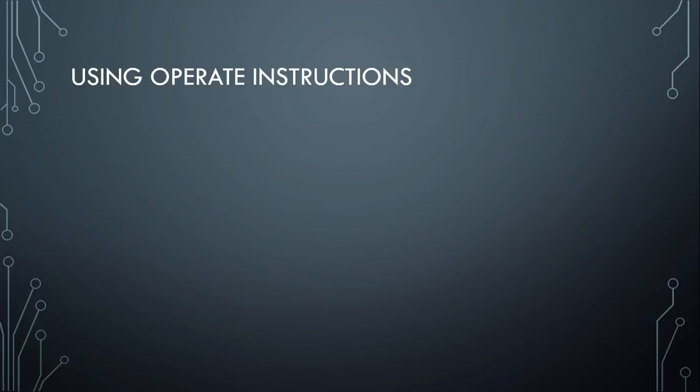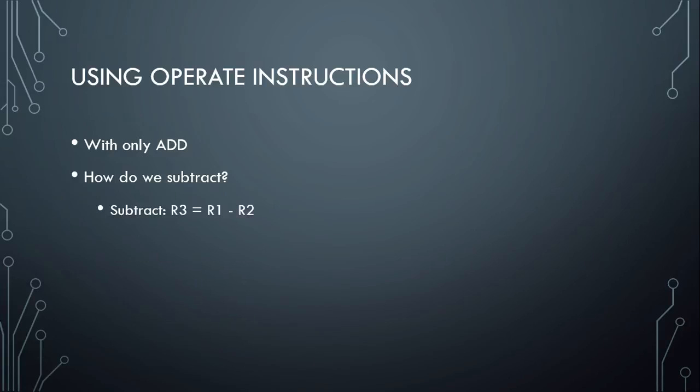Now, using operate instructions with only ADD, how do we subtract? Obviously ADD is not a subtract operation. So how you do this is typically, let's say you want to store your value in R3. So we know that R3 would be equal to register 1 minus register 2. You're going to subtract whatever the value in register 1 is with register 2's value. So what we do instead is take the 2's complement of register 2 and then add that to register 1.